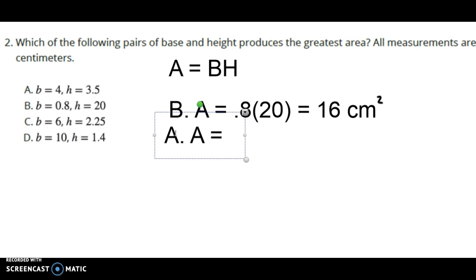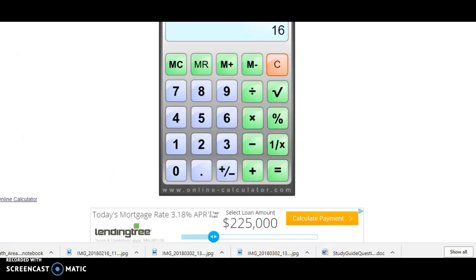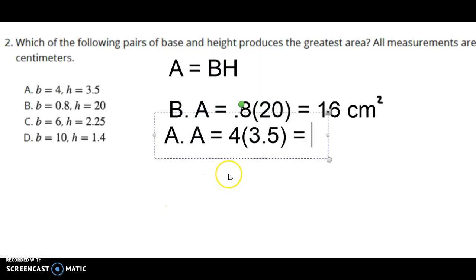In A, area is my base, 4, times my height, which is 3.5. So let's plug that into our calculator. 4 times 3.5 equals 14. So I'm going to go back, and I know that area for A is 14 centimeters. And once again, I need to make sure that I'm adding my square. Okay, pause the video, try C and D on your own, look up when you're done.